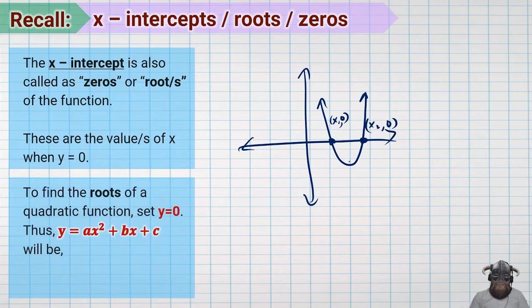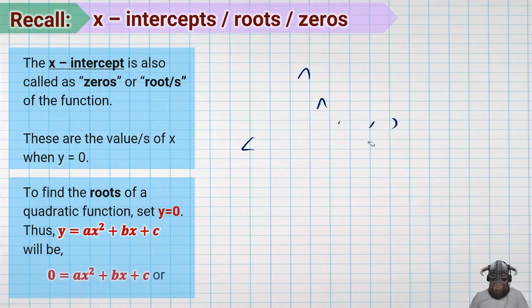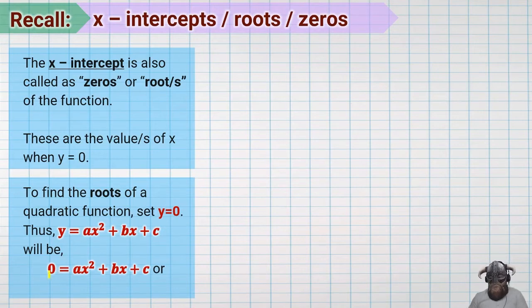To find the roots of a quadratic function, we have to set our y to 0. Thus, our general form y is equal to ax squared plus bx plus c will be 0 is equal to ax squared plus bx plus c. Kung titingnan nyo, just to get the roots, we have to set the y to 0. Using the symmetric property, we can make it ax squared plus bx plus c is equal to 0, which is actually our quadratic equation standard form. So we'll use solving quadratic equation to solve for the roots of a quadratic function.